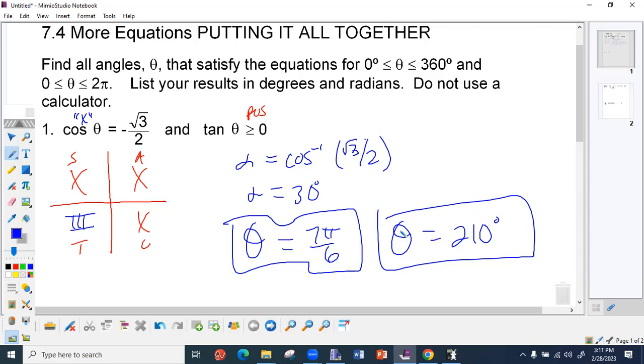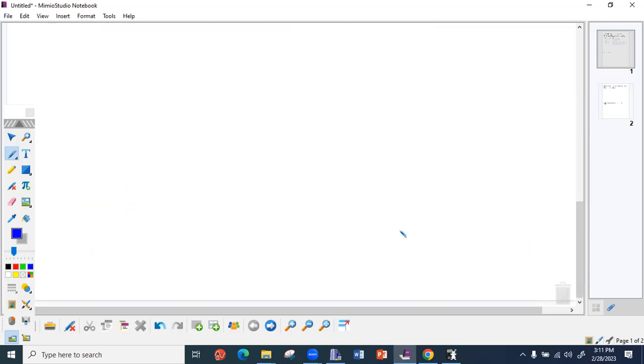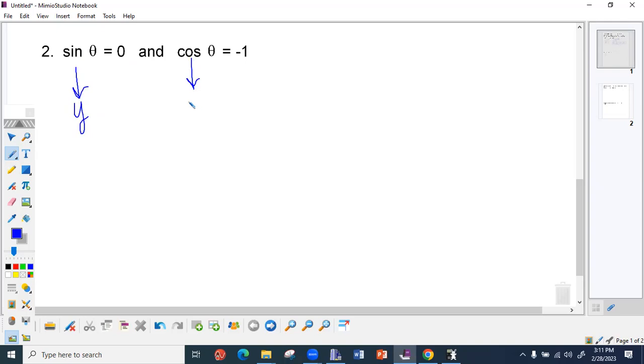Questions, comments, concerns? All right, let's get to number 2. We're doing so great on time, guys. All right, what are our restrictions for number 2? So we have sine theta equals 0 and cosine theta equals negative 1. What does this tell us? Sine is our y. Cosine is our x. So we know that the ordered pair is (-1, 0).